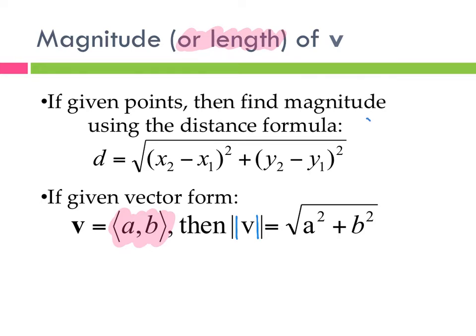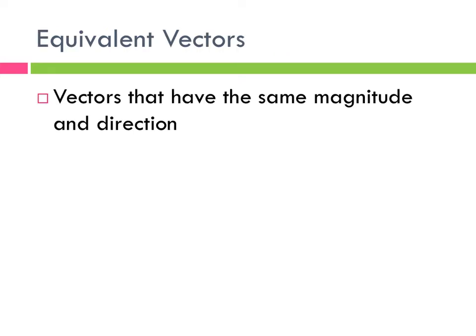And the magnitude will be one number, okay? It can be a radical, but it would need to be simplified. But it's not separated by a comma like the component form is. Equivalent vectors are vectors that have the same magnitude and direction. So they have to have two parts, magnitude and direction.